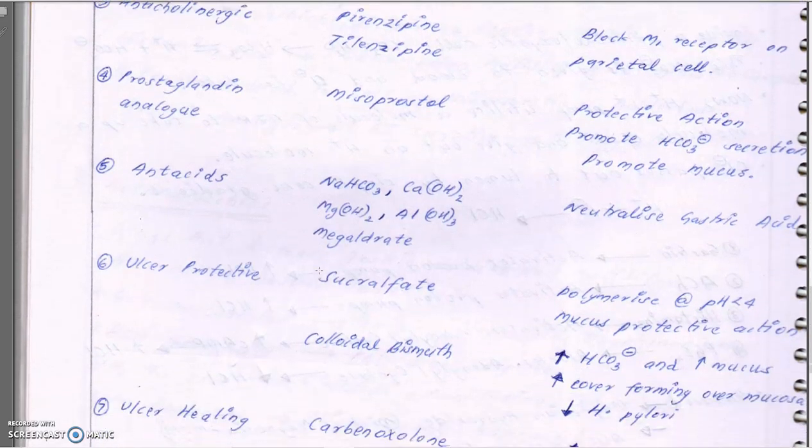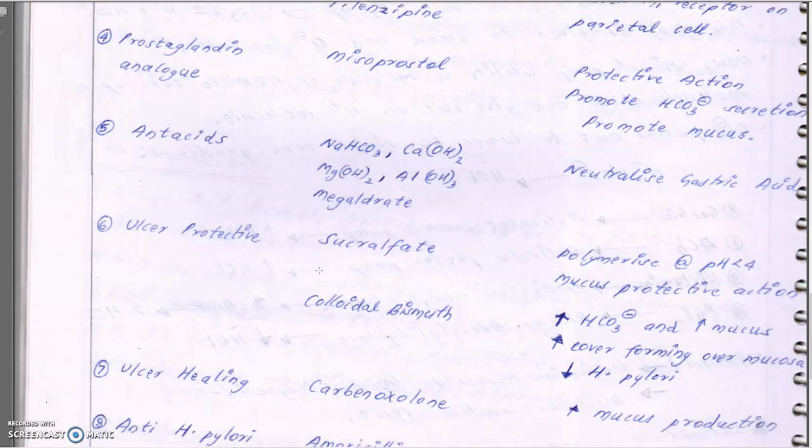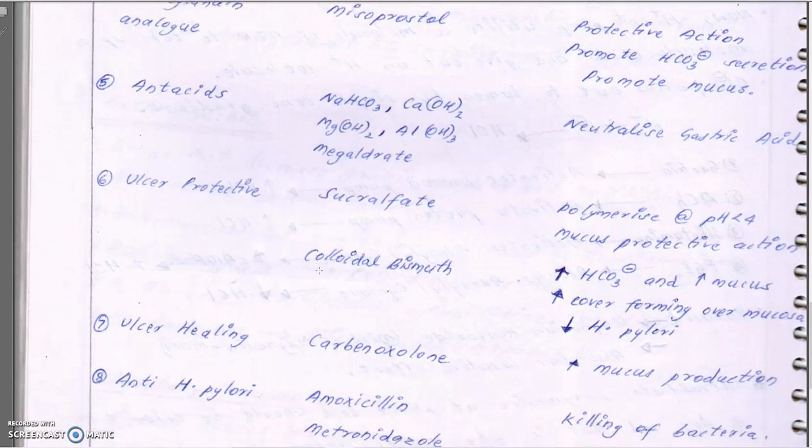Then ulcer protective agents. They are sucralfate. We've heard about sucralfate. It polymerizes at pH less than 4 and produces a covering that gives mucosal protection. The next ulcer protective agent is colloidal bismuth. It increases the HCO3 minus secretion, so the neutralization reaction will be happening at an alarming rate, and it increases mucus production. It will be forming a cover over the mucosa. It decreases the Helicobacter pylori infection. The next drug is the ulcer healing drug carbenoxolone. The main mechanism of action of carbenoxolone is mucus production.